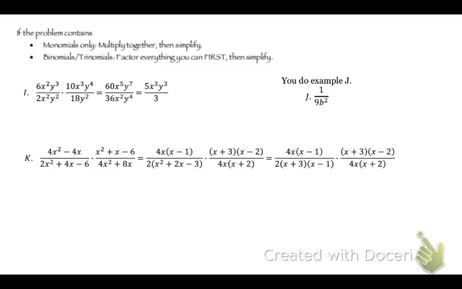And now we're going to start canceling things. Those 4x's will cancel, those x plus 1's will cancel, and those x plus 3's will cancel. So I'm left with, maybe, x minus 2 over 2 times x plus 2. You can do example J. You should get negative v plus 1 over 3.